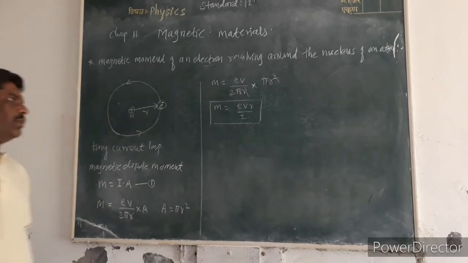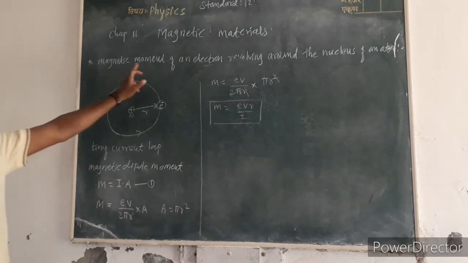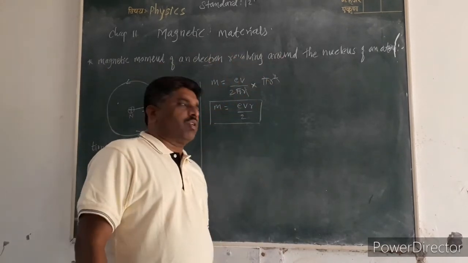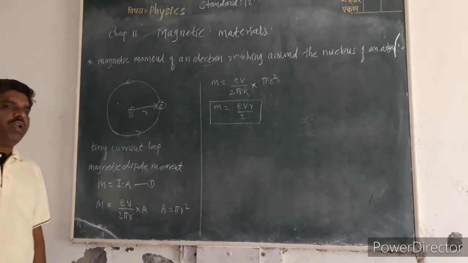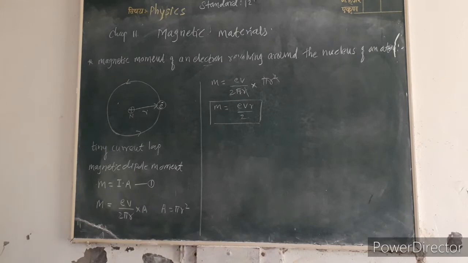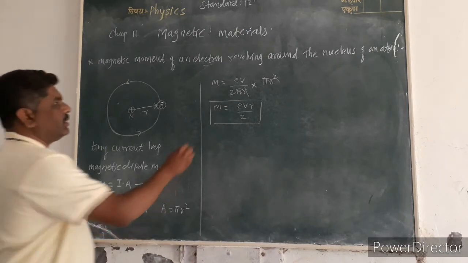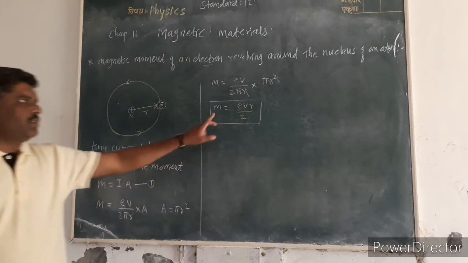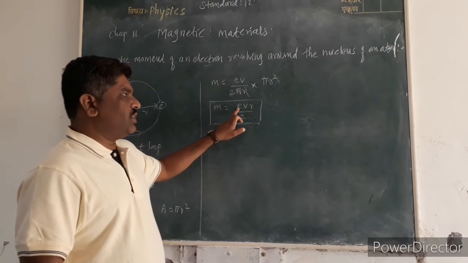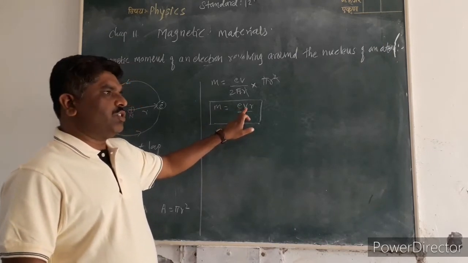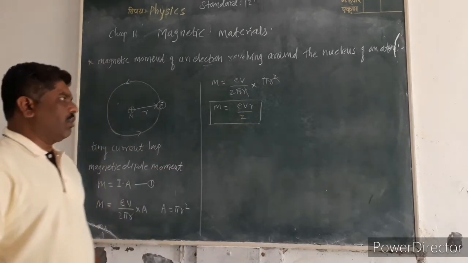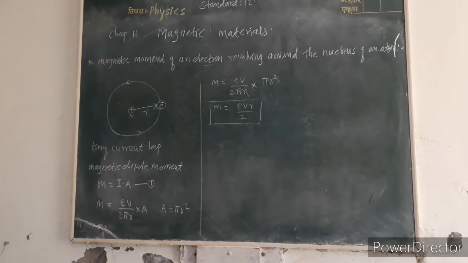This equation gives the magnetic moment of a revolving electron around the nucleus of an atom. Where M means magnetic moment, e means charge, v means velocity of the electron, and r means radius of the orbit. The 2 is a constant. This is called the magnetic moment of the revolving electron.